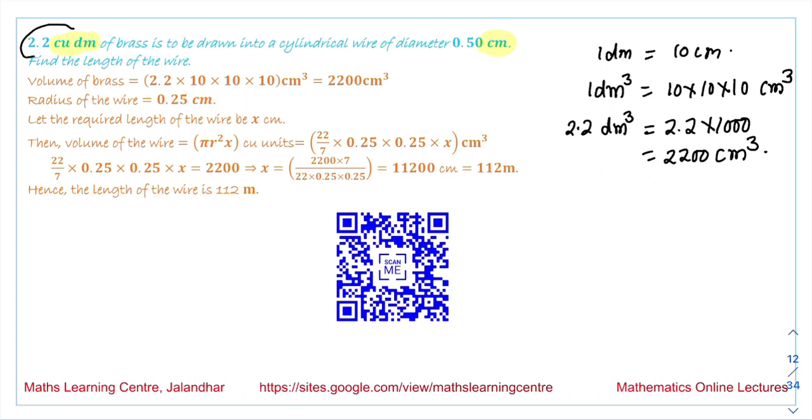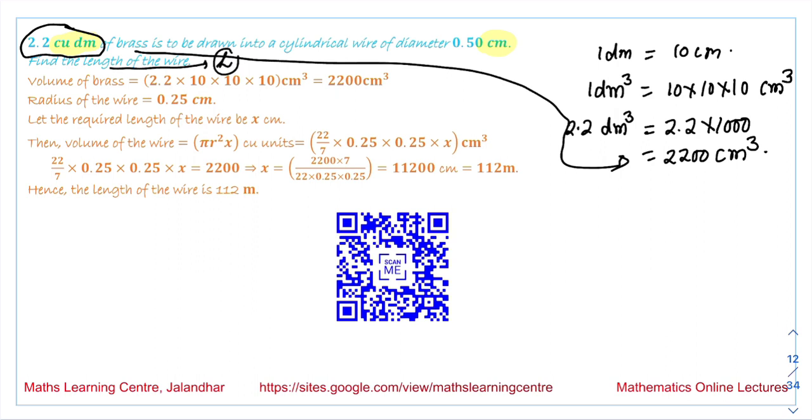So the volume of the brass that we have is 2200 centimeter cube. Now the cylinder that is to be drawn has this diameter, so the volume of both these will be the same. So the length of the wire we have to calculate. Suppose the length of the wire, we are talking about the height h.